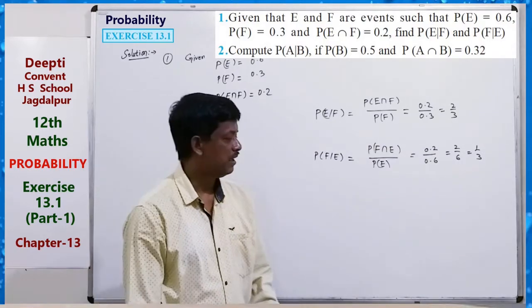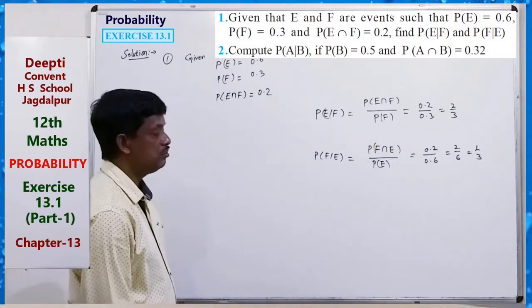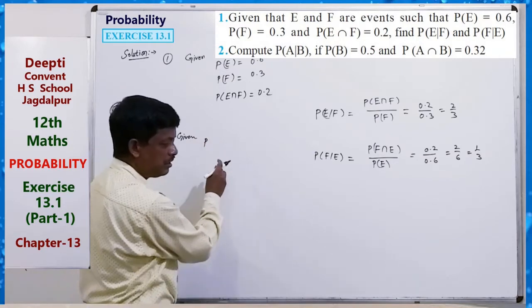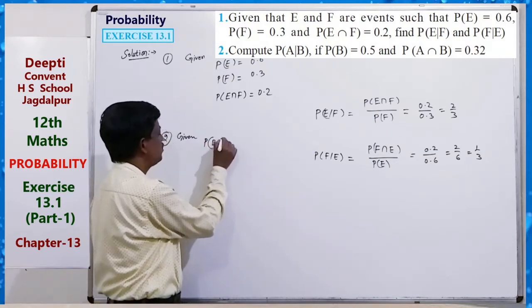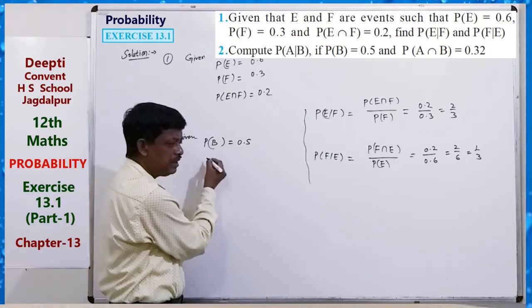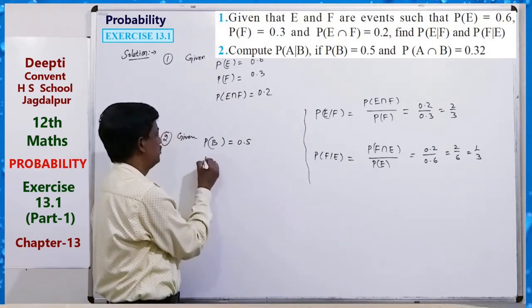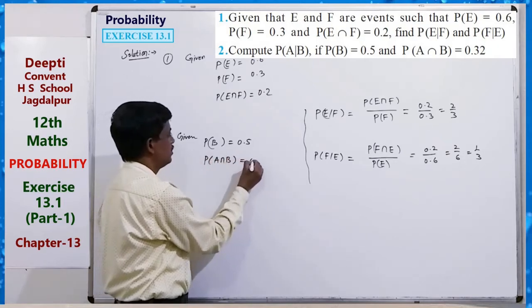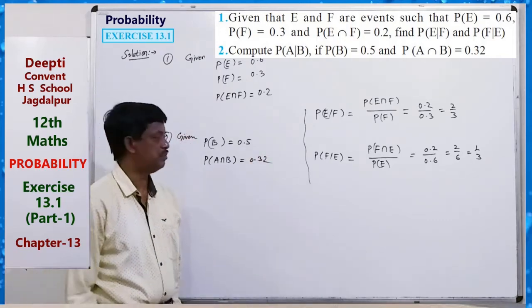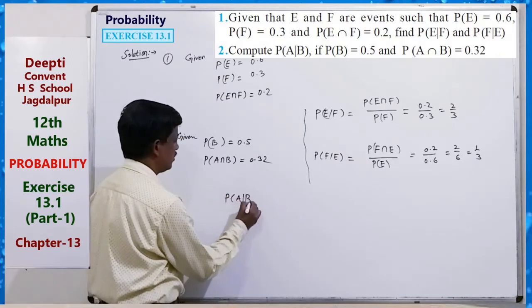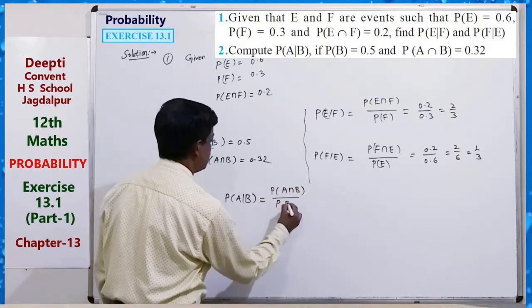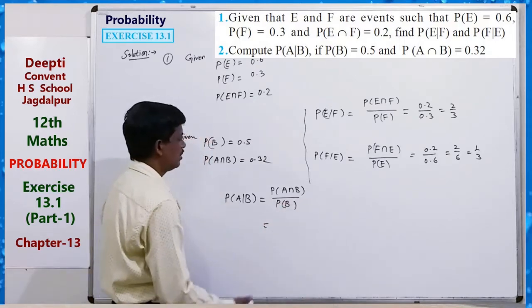Just use the formula. Now the second question: find P(A|B). Given P(B) equals 0.5 and P(A intersection B) equals 0.32. These are the given values and we have to find P(A|B). This equals P(A intersection B) upon P(B). So just put in the values and get the answer.